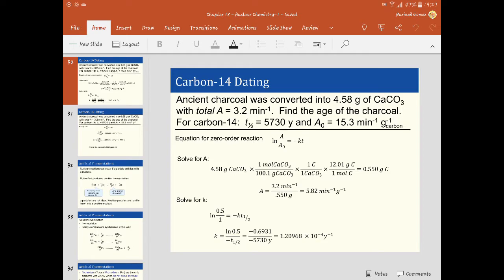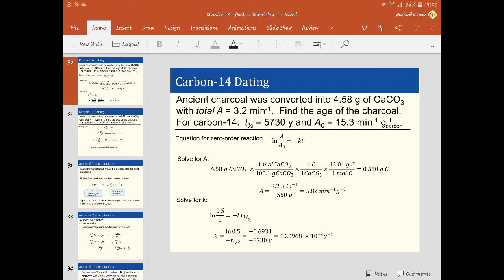Now remember our constants. For carbon-14, the half-life is 5,730 years, and the initial activity for your ancient charcoal or organic material is 15.3 per minute per gram of carbon. Now, if you're going to ask, charcoal is more or less a mineral, but the source of your charcoal is actually organic matter. It is a petrified organic matter.